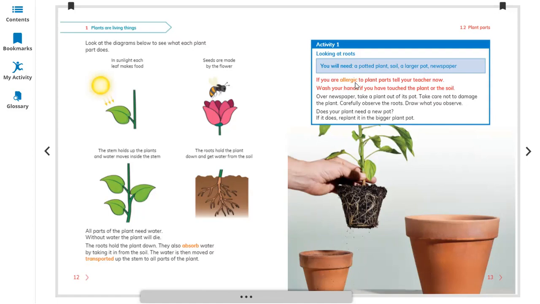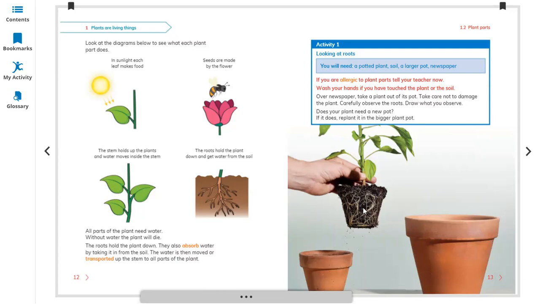If you are allergic to plant pots, tell your teacher now. Wash your hands after this experiment. Over newspaper, take a plant out of its pot. Take care not to damage the plant. Carefully observe the roots. Draw what you observe.